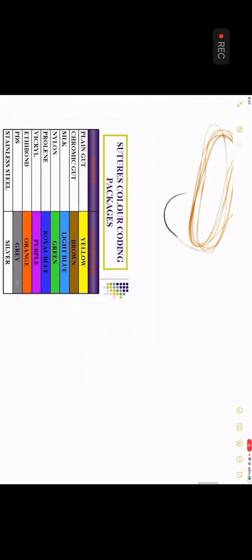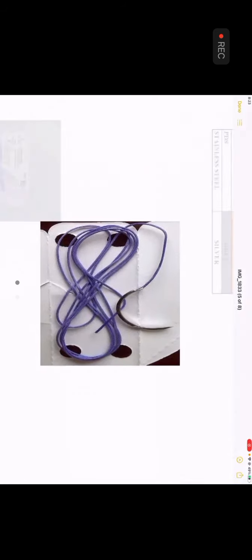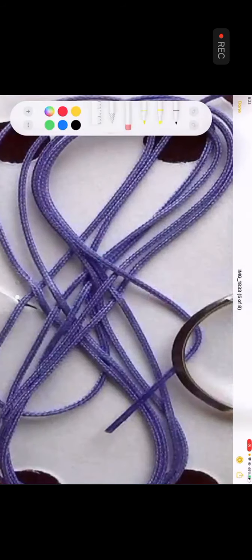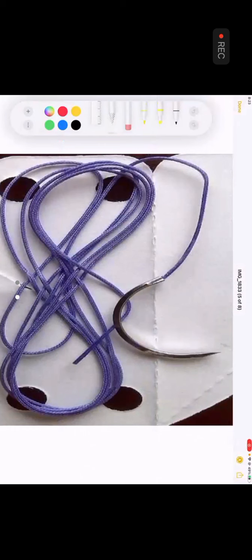Now to the next suture. Yes, this is the one that I really love. In this picture, can you identify the color, sir? Is this a monofilament or a polyfilament? What is your opinion? Polyfilament. Very good. This is a polyfilament suture, or technically called a braided suture. What is the color of the suture?